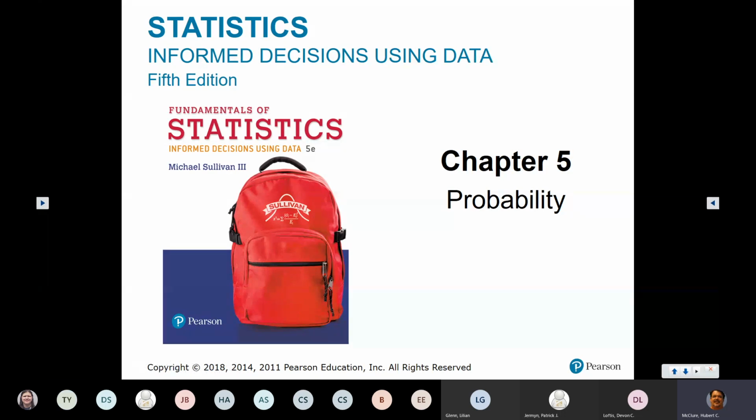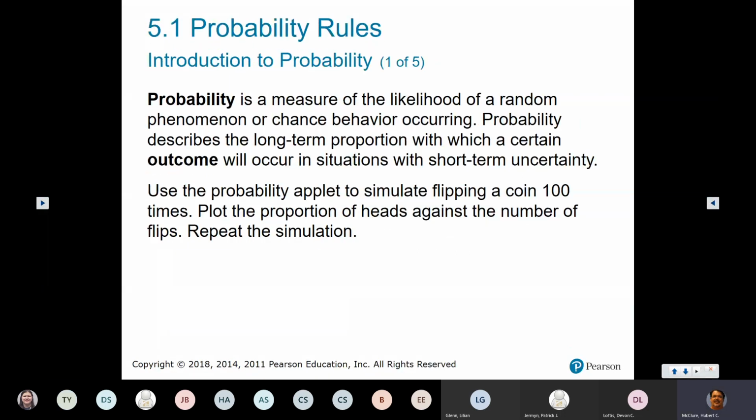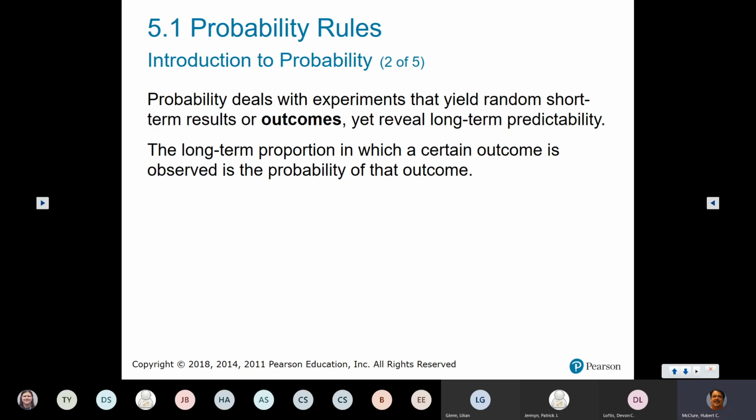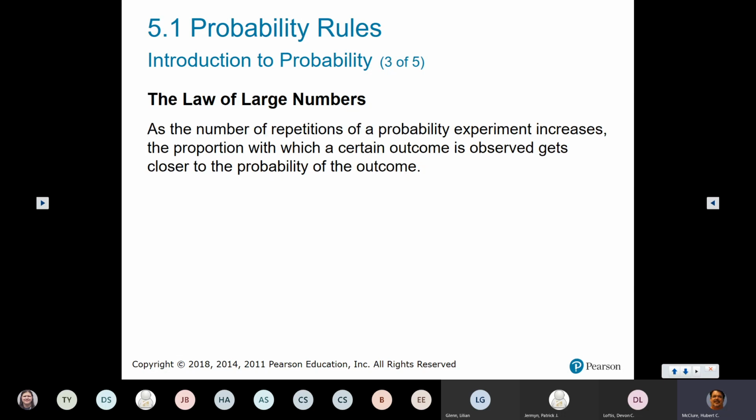Appreciate it. All right, so what is probability? And there it is. Now, you don't have to write that down. Measure of the likelihood of a random phenomenon, chance of occurring. Probability describes the long-term proportion of which a certain outcome will occur in situations with short-term uncertainty. Okay? Probability deals with experiments, outcomes.